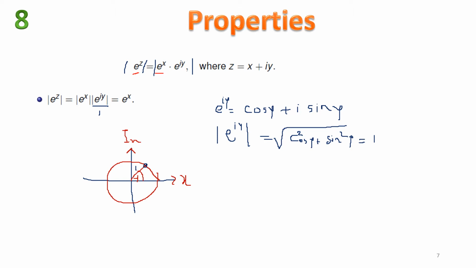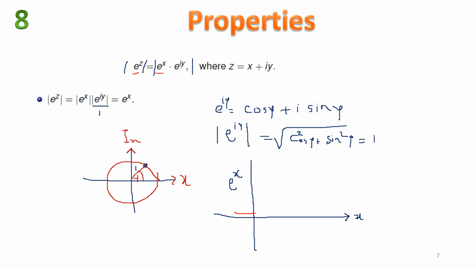Then mod of e to the x. So let us try and plot the x variable on the x-axis. I'm talking about now the real exponential function, that is e to the x. So here I'm plotting e to the x on this dependent axis, and now you can see that it cuts the y-axis at 1 when x is equal to 0.